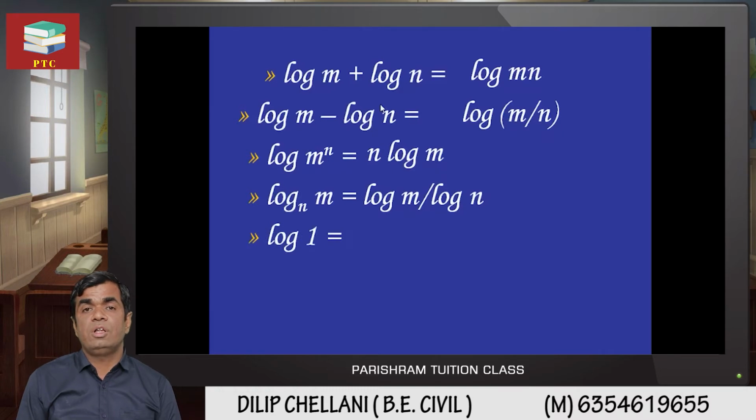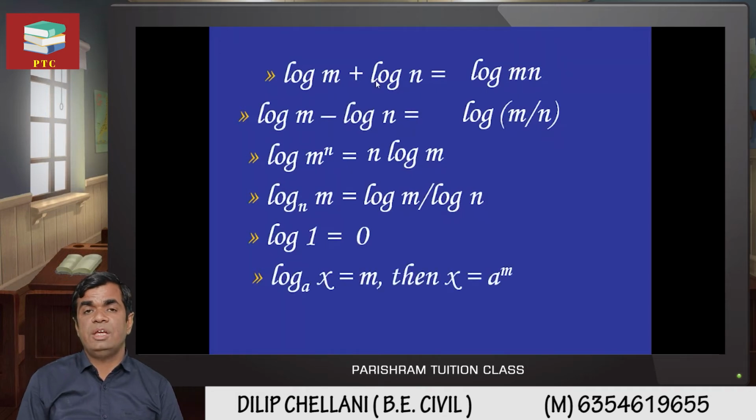Log 1 is always equal to 0. If log x to the base a is equal to m, then what will be the value of x? It would be x equal to a raised to m.